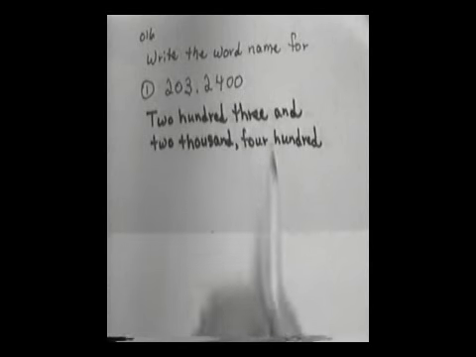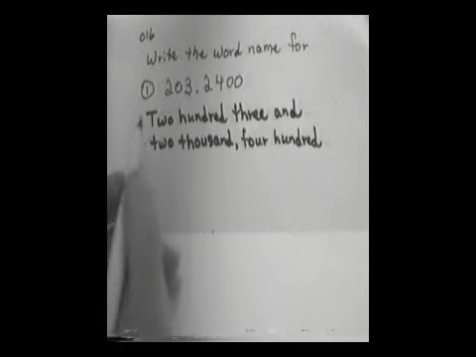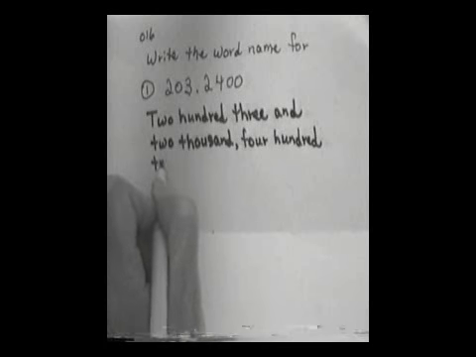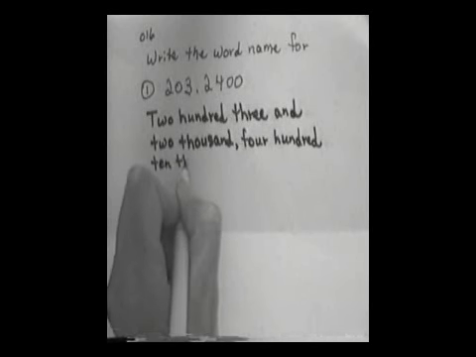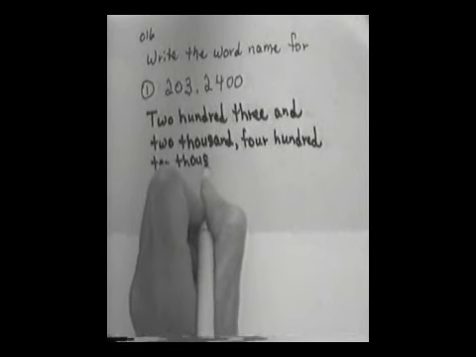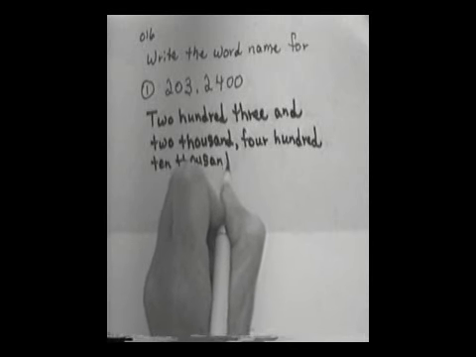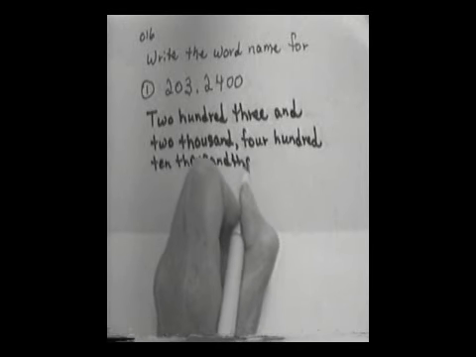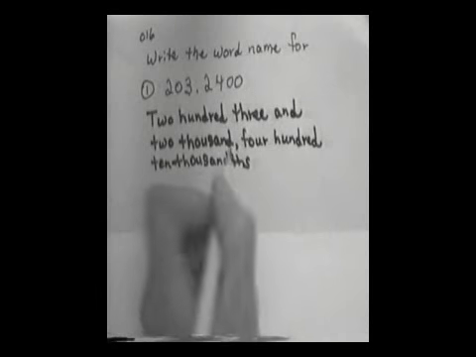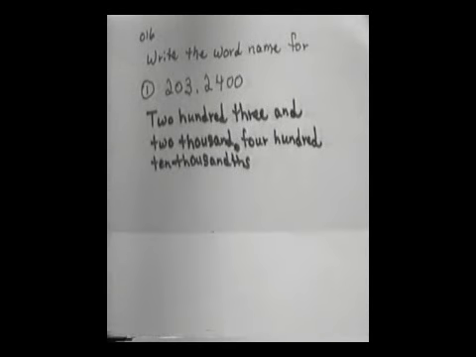Since we have 4 decimal places, 4 decimal places is 10 thousandths. So we put 10 thousandths. And we usually hyphenate 10 thousandths, and you probably wouldn't want to put that comma there. So let me go back and take that comma out. So we'd read this 203 and 2,400 10 thousandths. Make sure you put the TH on the 10 thousandths.